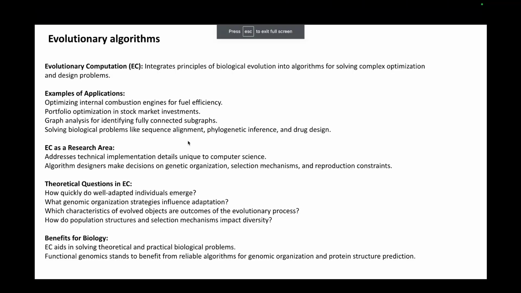So first is the concept of evolutionary computation, which basically integrates the concepts of biological evolution into algorithms for solving complex optimization and design problems. Examples include sequence alignment, phylogenetic inference, drug design, etc. So the questions that evolutionary algorithms can answer are how quickly do well-adapted individuals emerge, what genomic organization strategies influence adaptation, which characteristics of evolved objects are outcomes of the evolution process, or how do population structures and selection mechanisms impact diversity. So it's basically a computational equivalent of Darwin's evolution theory.